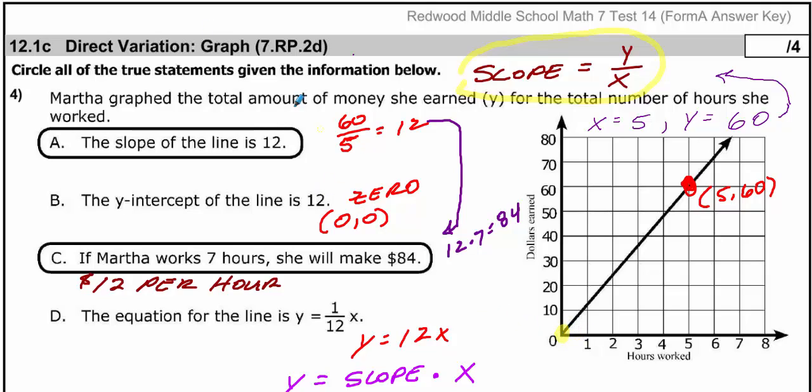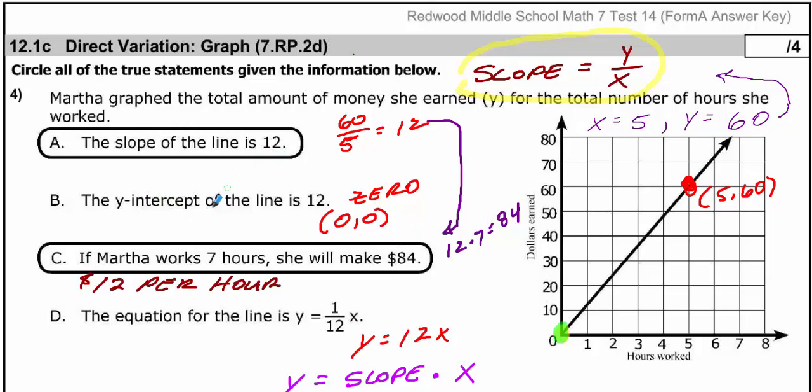We can see it right there. Let me change up that color so it shows up a little better. Right there is where the lines intersect, where this line that we drew intersects with the y-axis. So that's the y-intercept. So that's false. See? Martha worked 7 hours. She'll make $84. You bet.